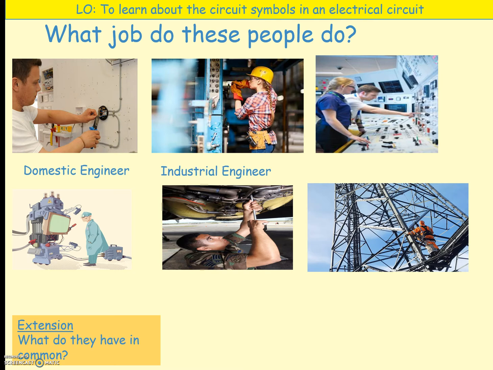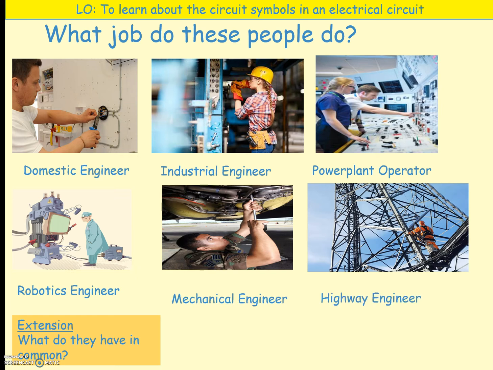So the first one is an example of a domestic engineer. These are the people that come to our homes and wire our homes or check electrical faults. The second one is an industrial engineer, someone that works in places like factories and power plants. And these guys can get very, very technical, and it's good to see a lady in that capacity. The third one is a power plant operator. And below we've got a robotics engineer, a mechanical engineer, and a highway engineer.